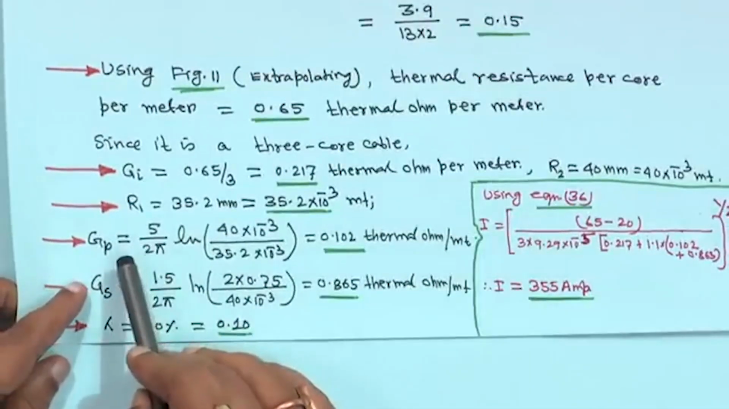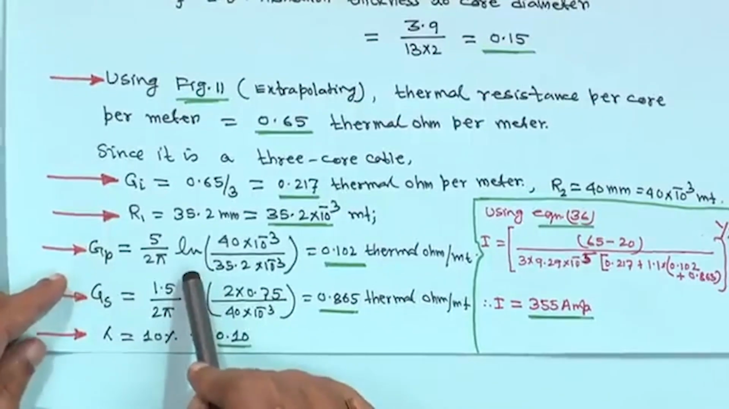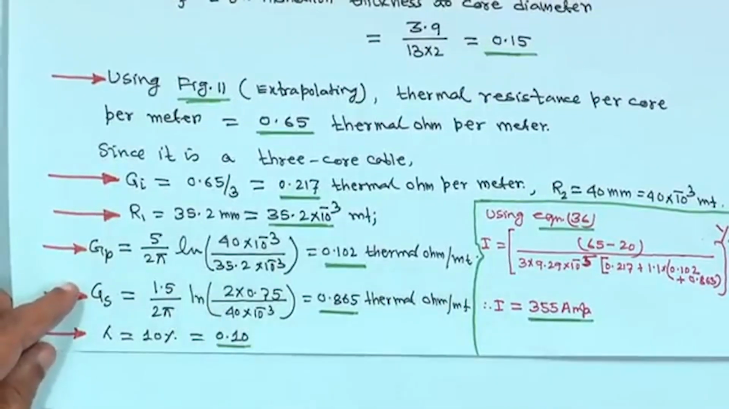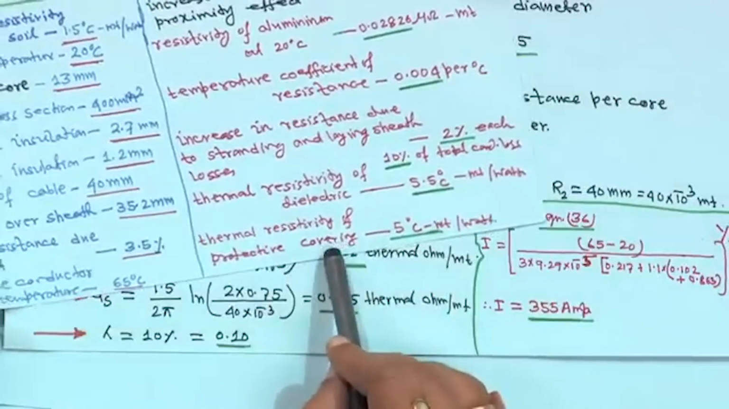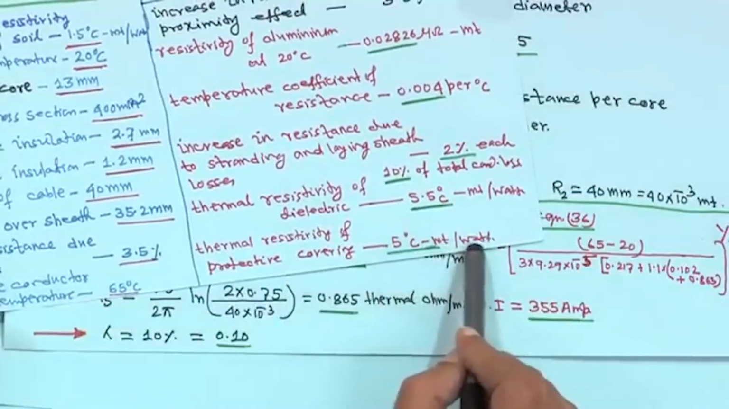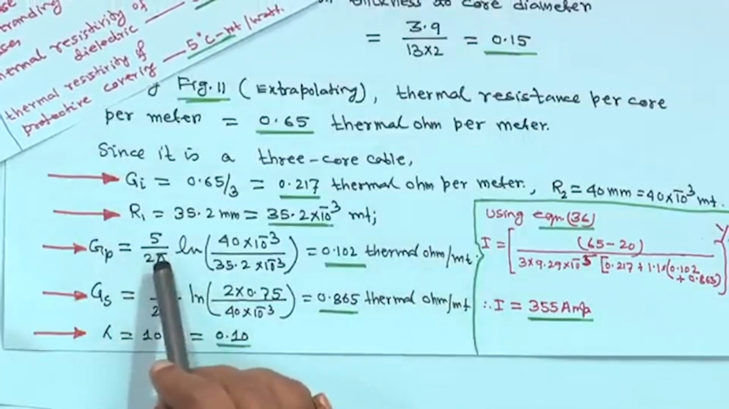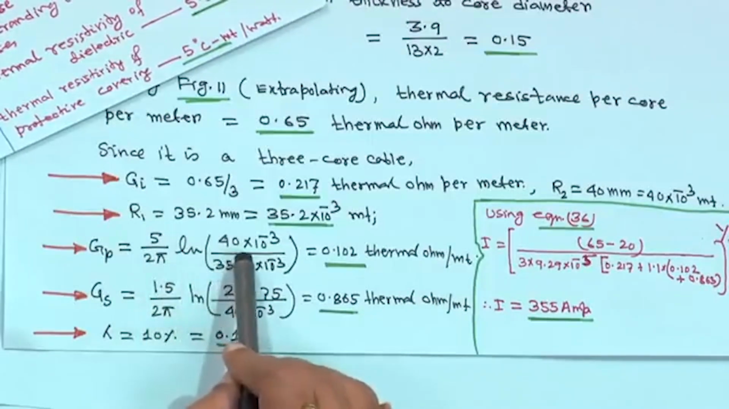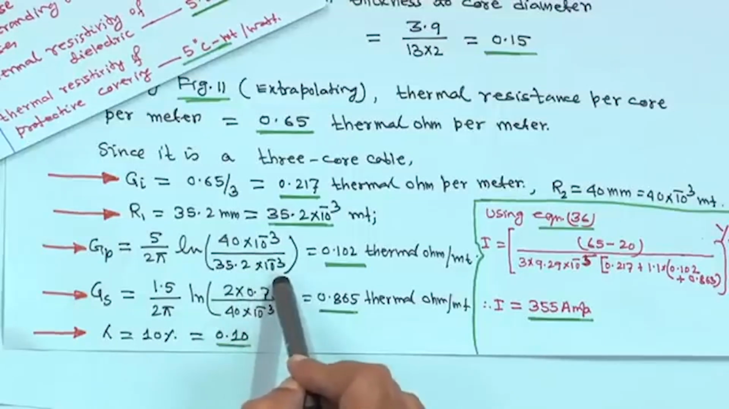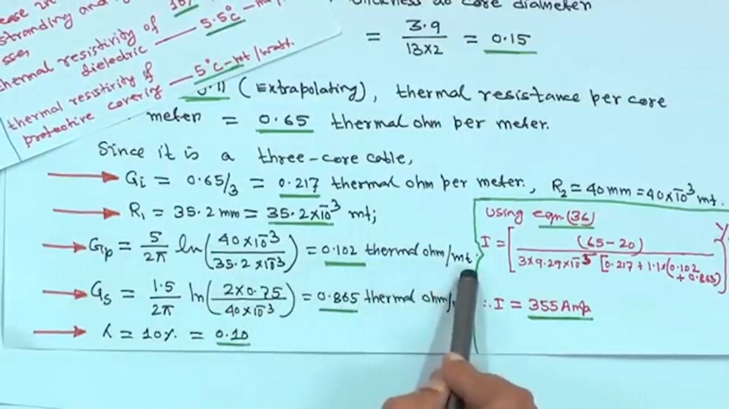Now, we know this formula for Gp. The thermal resistivity of the protective covering is given as 5 degree centigrade meter per watt. So Gp is 5 by 2 pi ln of 40 into 10 to the power minus 3 divided by 35.2 into 10 to the power minus 3. You will get 0.102 thermal ohm per meter.